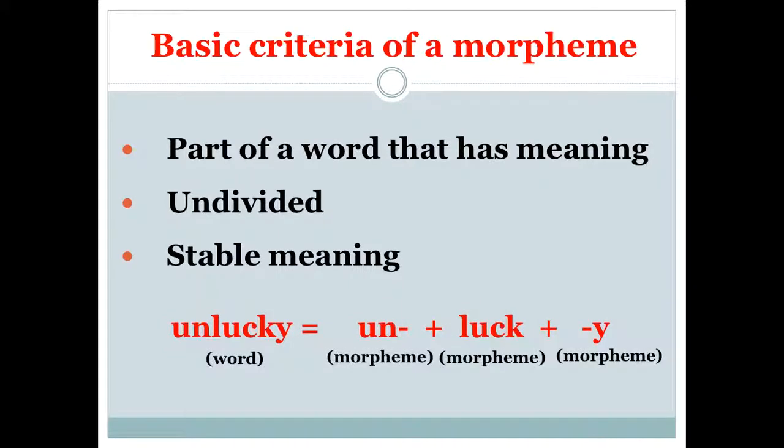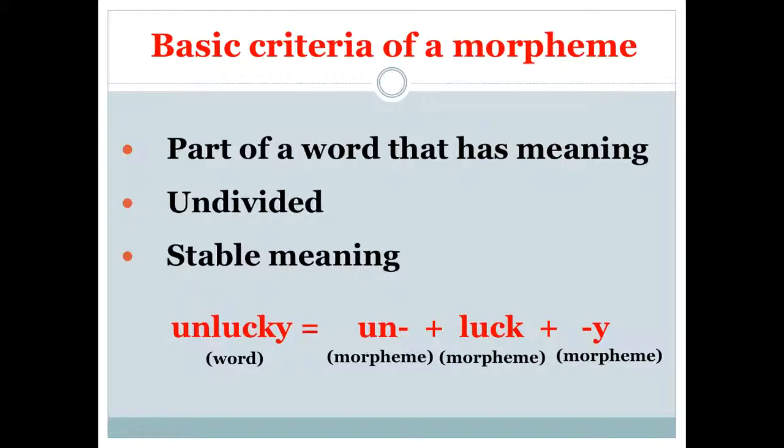For example, the word unlucky has three morphemes: un, luck, and y. Luck brings the basic meaning of the word. Un expresses negative meaning, and y tells the meaning of having or owning. So, the word unlucky means not having luck.